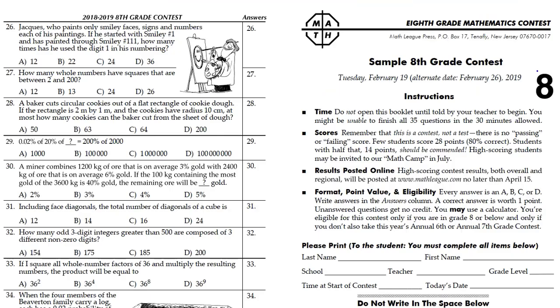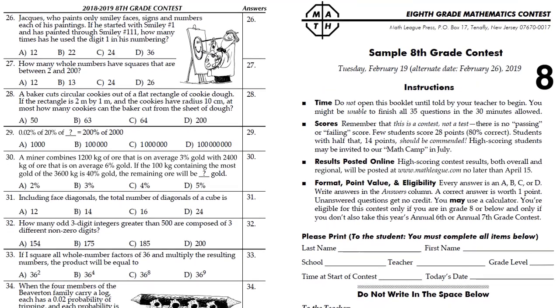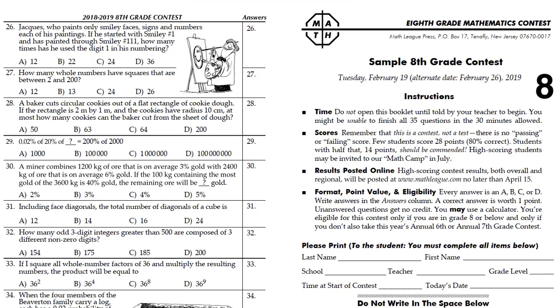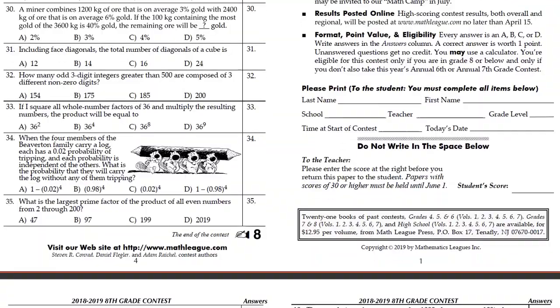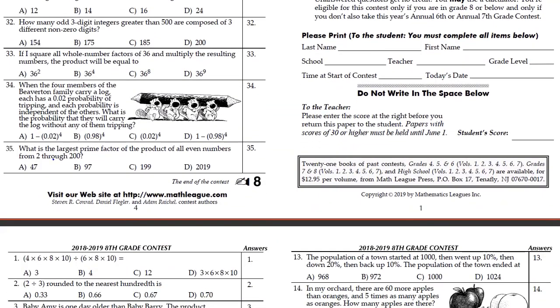Okay, now let's work on AMC 8. So it will be what? 8th grade, problem 35. Let's solve the last problem. It says: what is the largest prime factor of the product of all even numbers from 2 through 200?